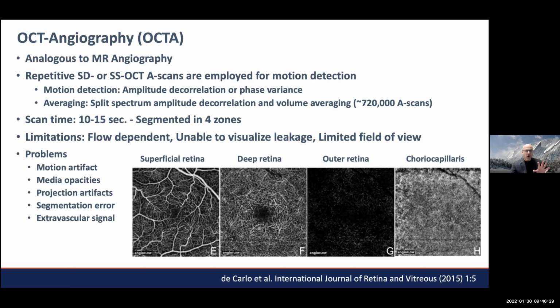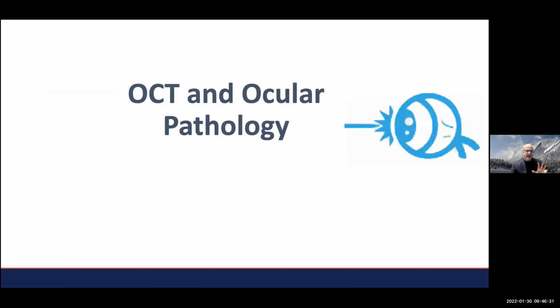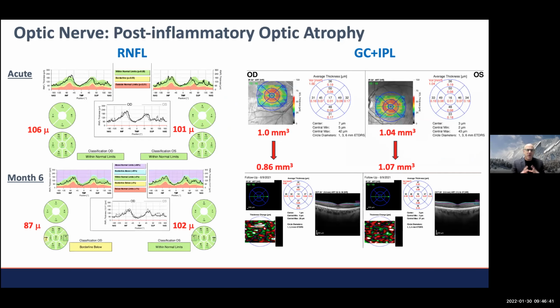So now that we've gone through technology, I want to take a look at OCT and ocular pathology. What can OCT tell us about what's going on in the eye of the patient in front of you? First and foremost, when focused on the optic nerve, OCT is excellent at revealing post-inflammatory optic atrophy in your neuroimmunologic patient.